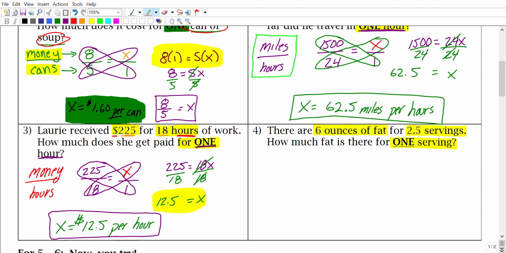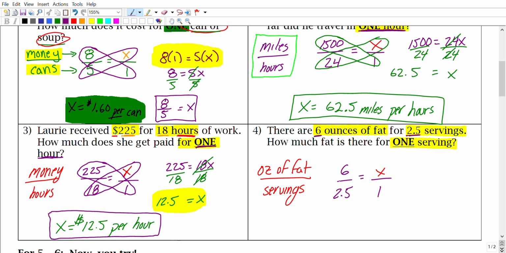Okay, so let's see. What are we comparing? We're comparing ounces of fat over servings. So we have to make sure when we write our proportion, we use ounces of fat on top, servings on the bottom. So first numbers we were given are 6 and 2.5. So 6 over 2.5. And again, servings is in the denominator, it's in the bottom, so I'm going to write my 1 there. And finally, my x at the top, because I'm looking for ounces of fat.